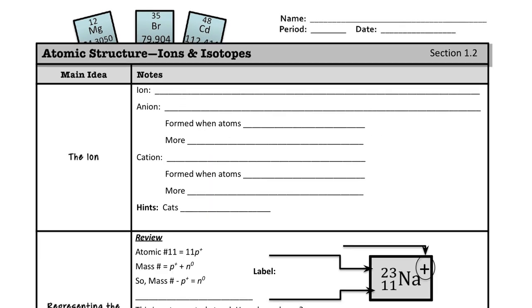So here we are in section 1.2. We're looking at ions and isotopes. We're going to start by focusing on the ion. We're working through this first one probably together just to make sure we understand that we can stop and pause and rewind and all the magic that comes with a video version of Mrs. Cunningham. So here we go. First thing first, definition of an ion. An ion is just an atom with a charge.